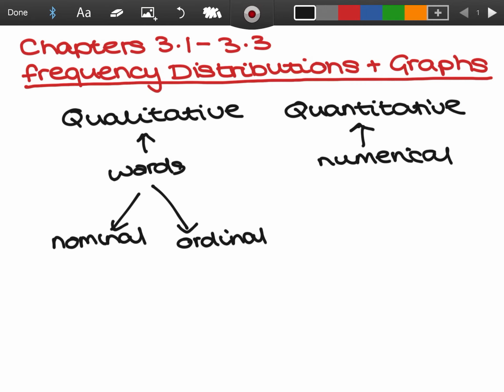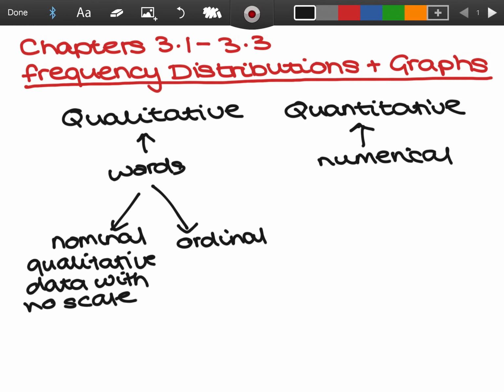So it's qualitative data that has no scale. So, for example, colours. You ask someone what their favourite colour is, they tell you in word format, but there is no scale to it. It's just a bunch of random colours.